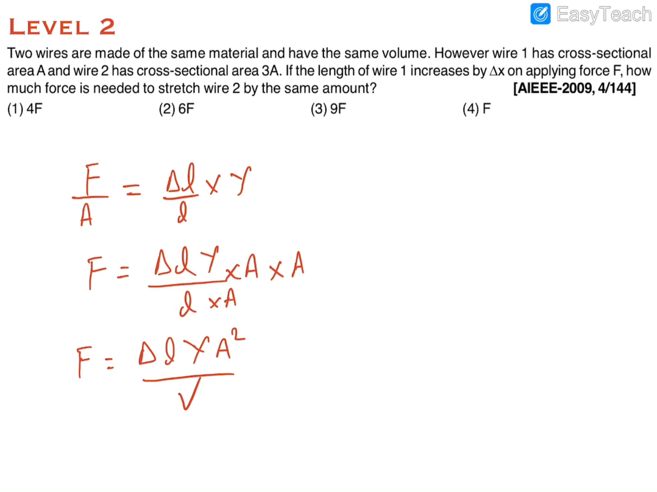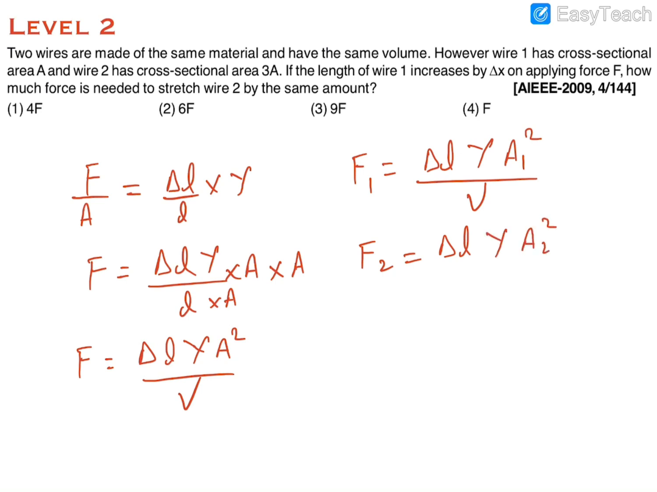Now we can see that F1 for wire 1 will be delta L gamma A1 square by V. We have to produce the same extension in both wires, so delta L will be the same. As the material of the wire is the same, gamma will be the same, but the area is different, and the volume is the same. So F2 will be delta L gamma A2 square by V, and F1 by F2 will be equal to A1 square by A2 square.